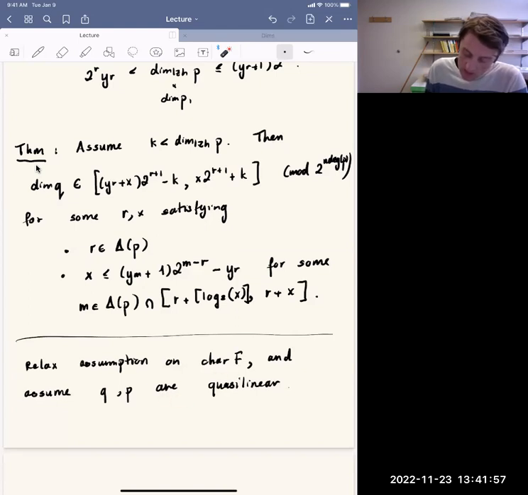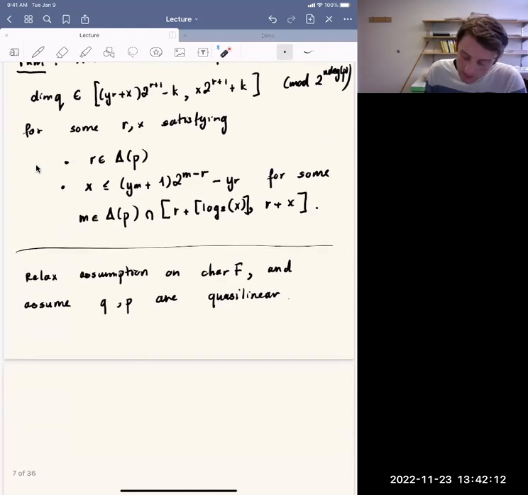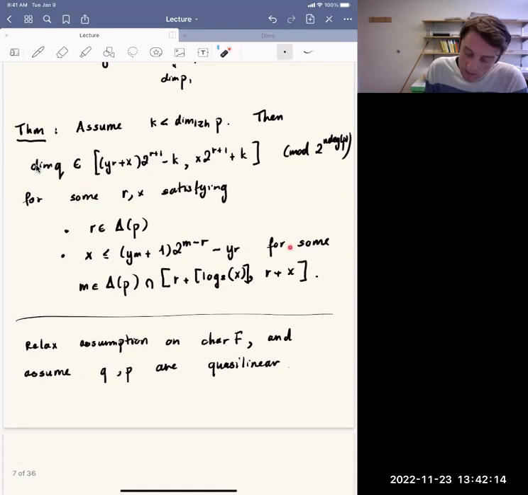So one case I'm excluding here is the case where Q is not quasi-linear, but P is quasi-linear. There's no reason to exclude that case, but I just don't know how to handle that case at all. So I'm just removing it from my considerations. Right, so what can we do here?